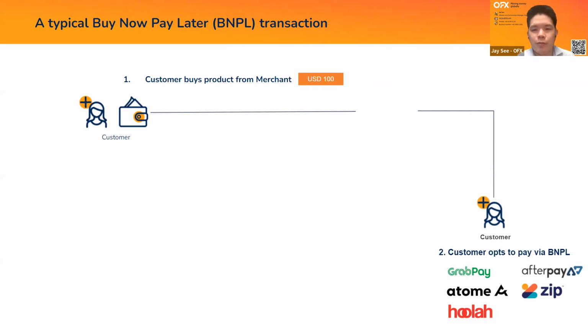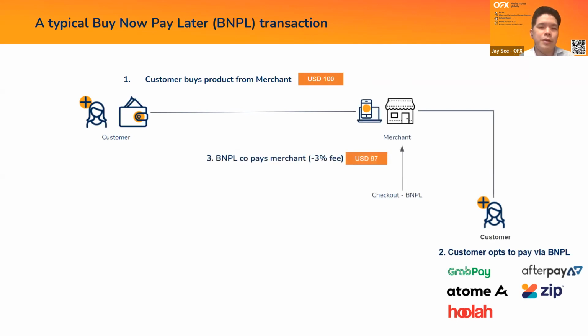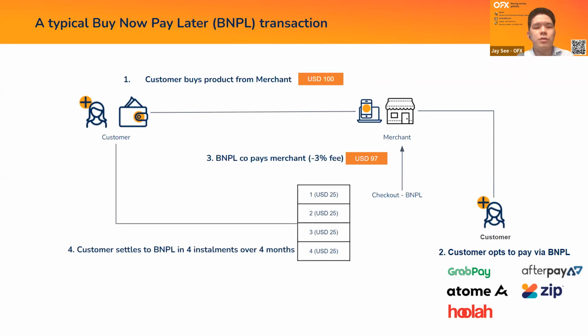And I'm sure they look very familiar to a lot of us, especially those in Singapore. And then the buy now, pay later company pays the merchant minus that 3% fee. So again, you're left with 97 US dollars. And then at step four, this is where the customer settles to the buy now, pay later company in 4 equal installments over 4 months, and each installment is 25 US dollars.